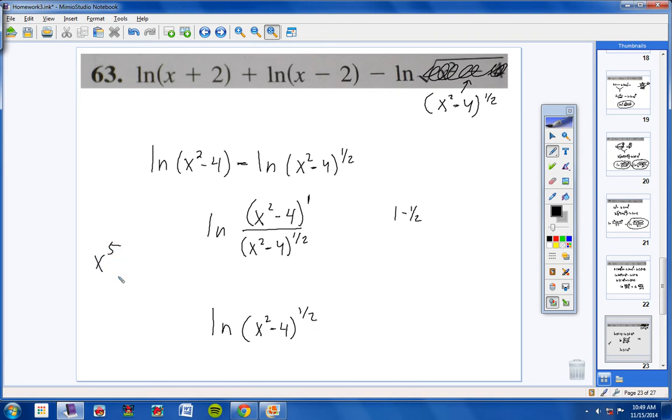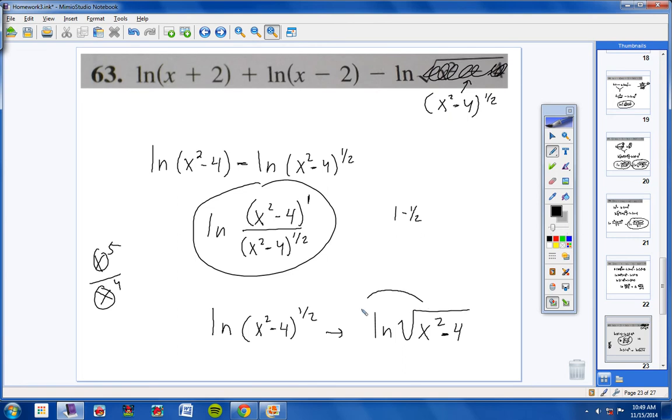Look, whenever your bases are the same, you can subtract the exponents. Well, here's your base, and here's your base. They're the same. So write your base one time and subtract the exponents. 1 minus 1 half is 1 half. And now look what you have. The square root of x squared minus 4. Okay? So I'm okay with this. I really am. This is a little better right here. Okay, moving on. Number 65.